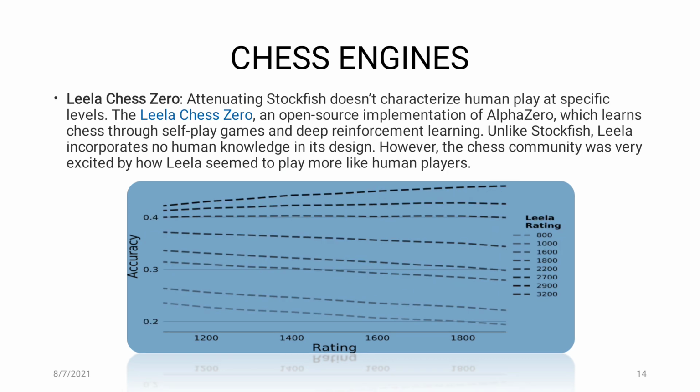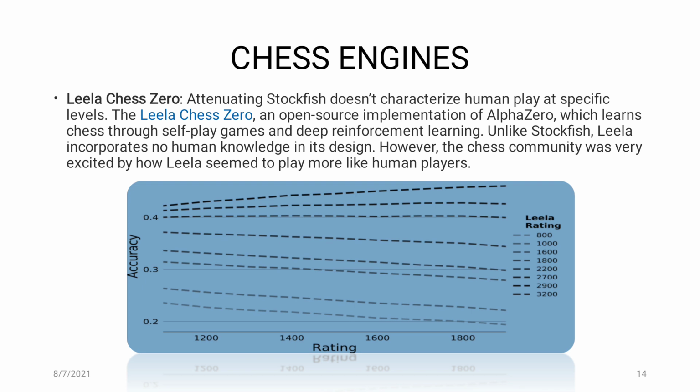The next one is Leela Chess Zero. The attenuated Stockfish does not characterize human play at specific levels. Leela Chess Zero is an open source implementation of Alpha Zero, which learns chess through self-play games and deep reinforcement learning. Unlike Stockfish, Leela incorporates no human knowledge in its design. However, the chess community was very excited by how Leela seemed to play more like human players.